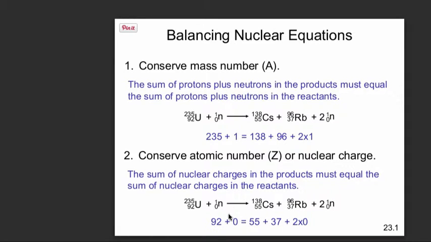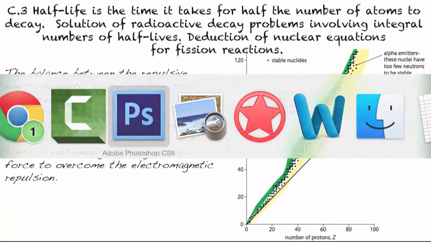So we have to make sure that the right-hand side adds up to 92. So we have 55 plus 37. Oh, bam, that works. So that is conserved. And that's how we would always go about balancing nuclear equations.